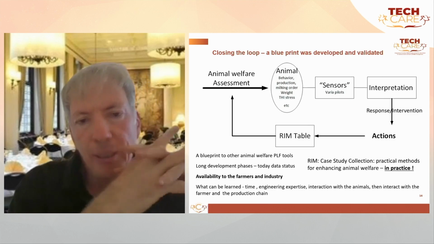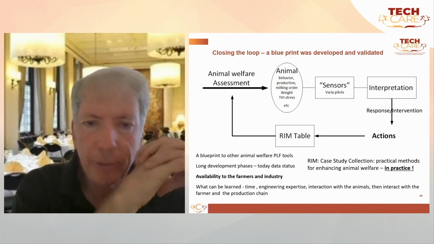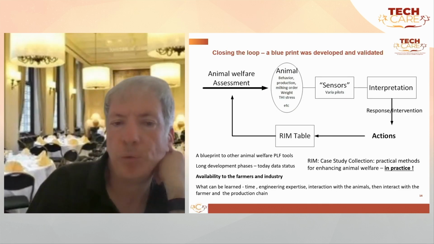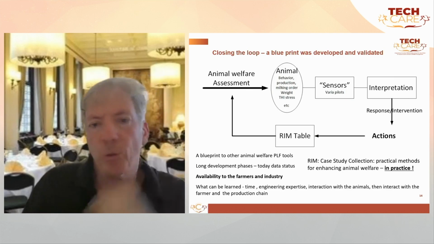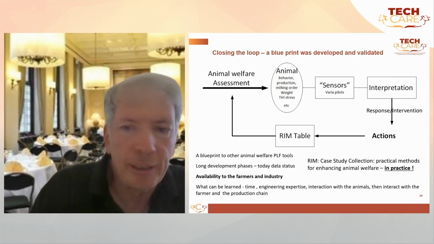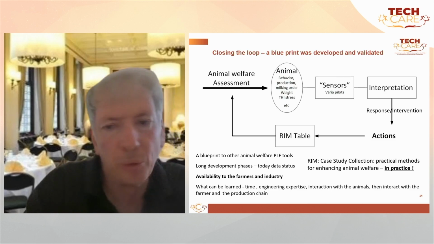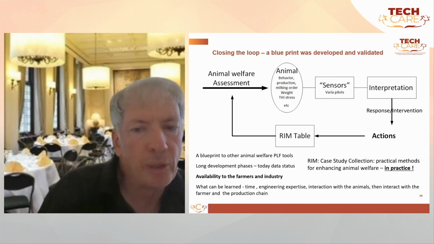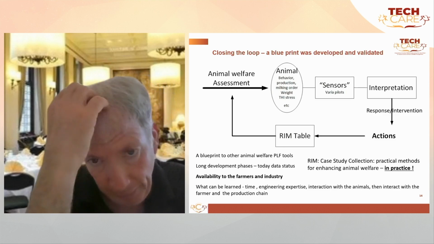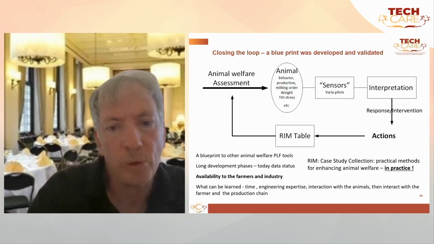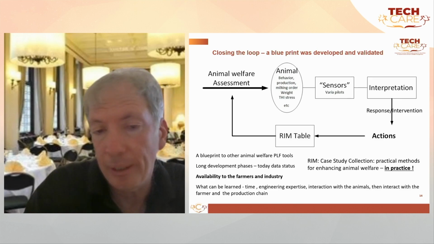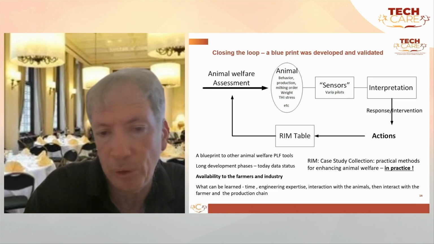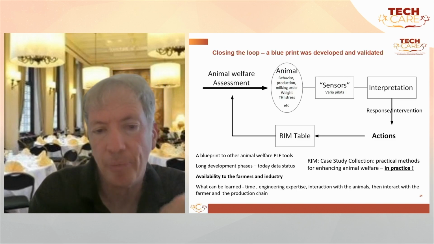To summarize this presentation, closing the loop shows how we took the animal welfare issues together with the animal reaction recorded by the sensors and brought in the interpretation of what the farmers do with the data. You saw quite a few case studies. We have a report about it, so you can read them all. It is a blueprint, I hope, for other animal welfare PLF tools in other species and other production systems.